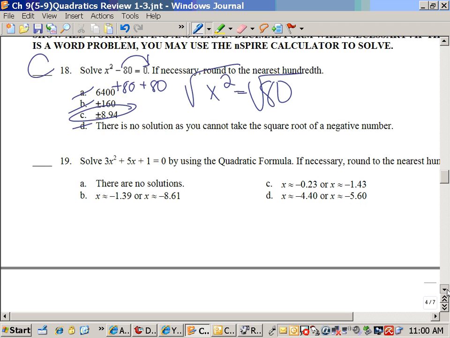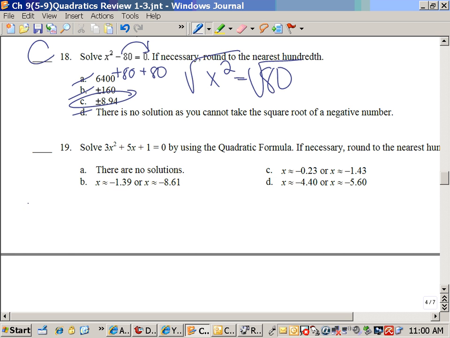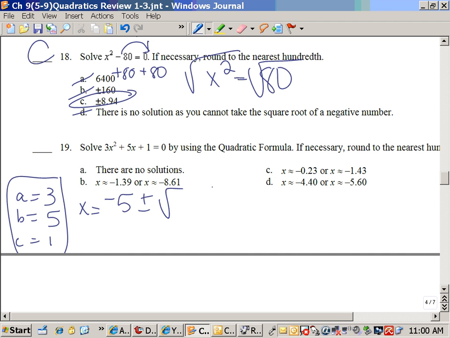Next one, we have to use the quadratic formula. For the quadratic formula, I need A, B, and C. I always put those in a little box. It just helps me. X equals negative 5 plus or minus the square root. B squared is 25 minus 4 times 3 times 1 all over 2 times 3, which is 6.